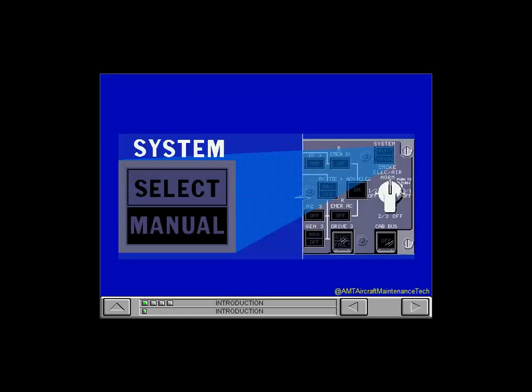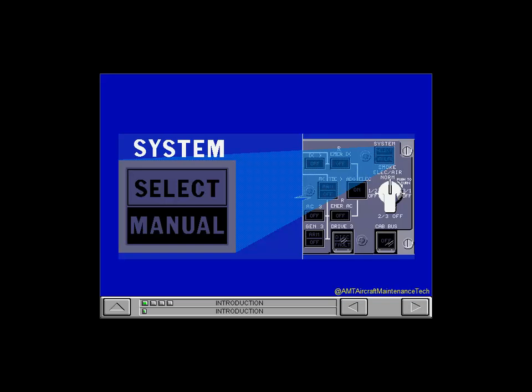The system switch is a push-button switch that lets the operator go from the automatic mode to the manual mode and back again. There are 2 lights on the switch: the select light and the manual light. The system usually operates in the automatic mode.